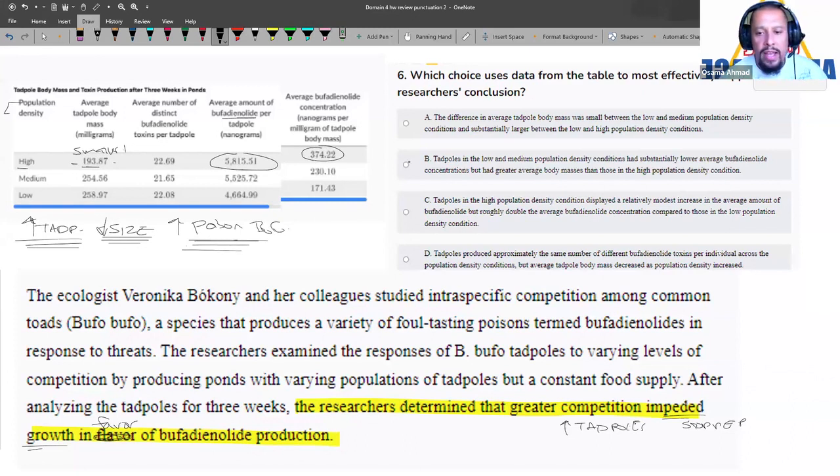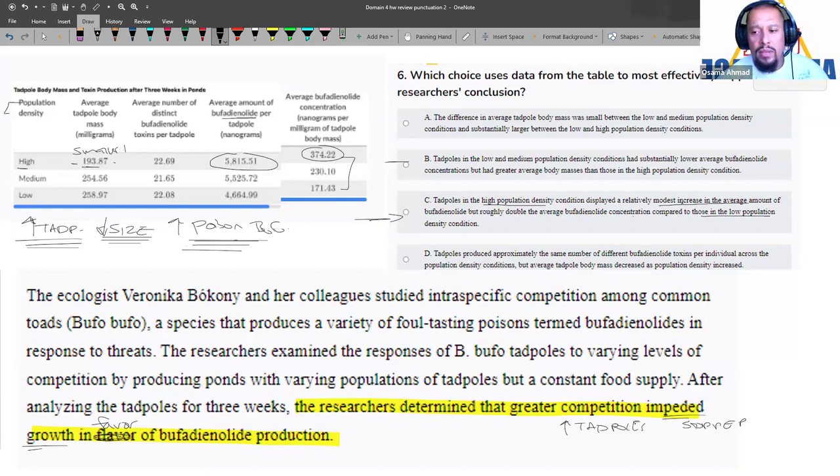So how is C the answer? Excuse me. How is C the answer, Muhammad? Tadpoles in high population density condition displayed a relatively modest increase in the average amount of bufa, but roughly doubled the average bufa concentration compared to those in low. Okay, but again, it looks correct, but answer C contradicts the conclusion. Okay? Answer C contradicts the conclusion.